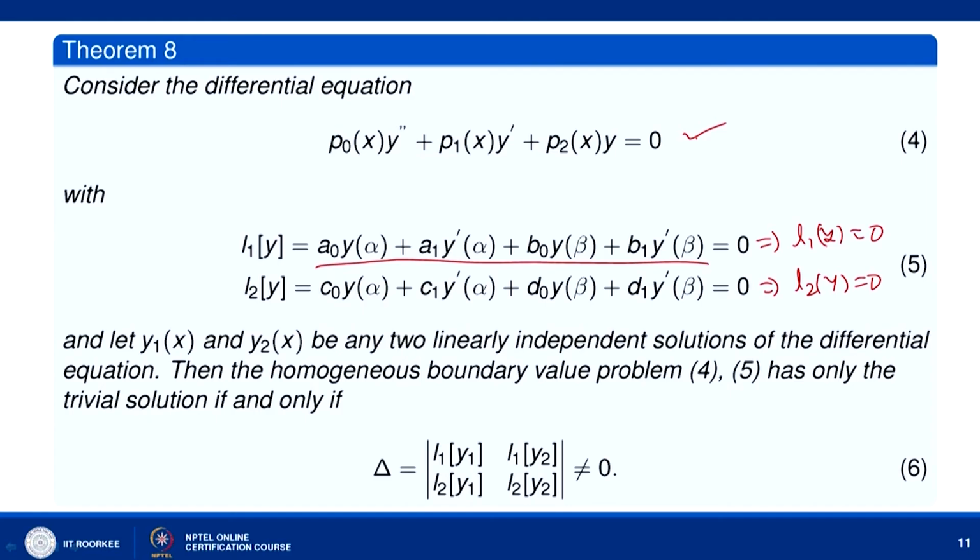So we first try to find the condition under which we have a non-trivial solution for this homogeneous boundary value problem. For that, let y1 and y2 be any two linearly independent solutions of the differential equation. Then the homogeneous boundary value problem 4 and 5 has only the trivial solution if and only if this quantity delta is different from 0. If this quantity is equal to 0, then we may have more than one solution, but when delta is non-zero, then we have only the trivial solution. So let us prove this.